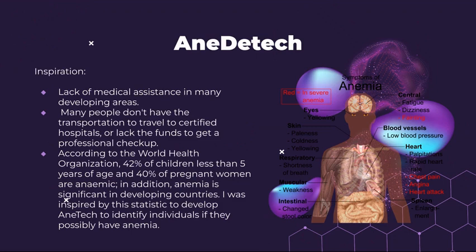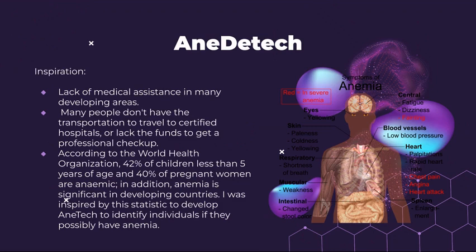For example, to get an anemia checkup, it can cost up to $1,000, at least in US dollars. And a statistic that really inspired me and drove me to start this program is from the World Health Organization. It states that 42% of children less than 5 years of age and 40% of pregnant women are anemic. Supporting the point from before, it's significant in developing countries, which is why it can be a significant problem, because many people are getting anemia and they can't get it treated. So I was inspired by this, and that's why I built AneDetect, a program to identify individuals who might have anemia.